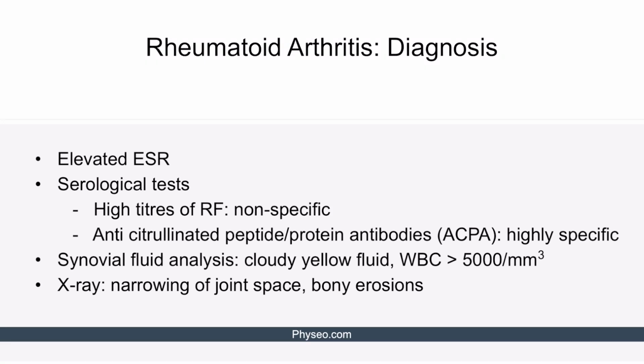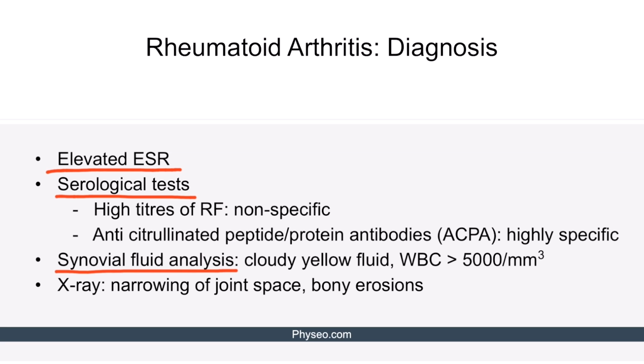Initial blood tests show elevated erythrocyte sedimentation rate. When serological tests are performed, high titers of rheumatoid factor are seen, which is directly proportional to the severity of the disease, but nonspecific. This is because the rheumatoid factor is also present in a very low percentage of the healthy population. The physician also looks for anti-citrulline protein antibodies, which are highly specific compared to the rheumatoid factor.